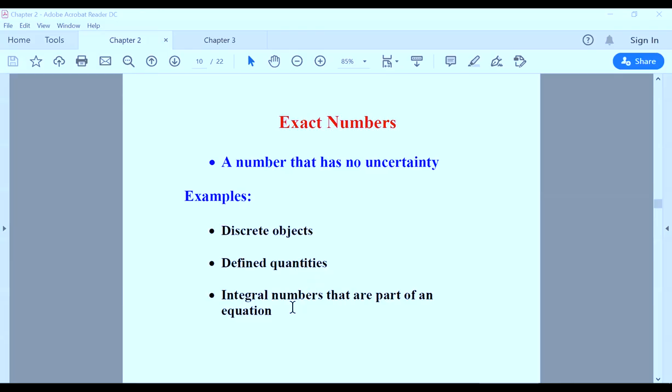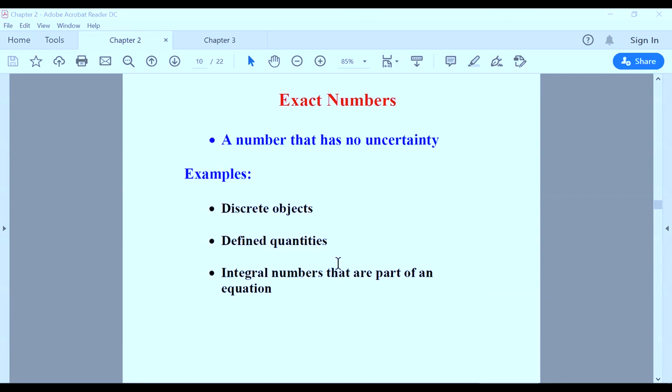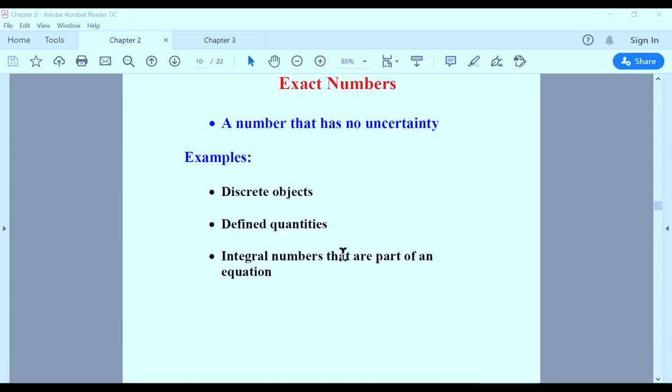Also, numbers that are in a formula or a definition are exact numbers. That's what we mean by integral numbers that are part of an equation, or defined quantities, like how many eggs in a dozen, 12. That's an exact number.